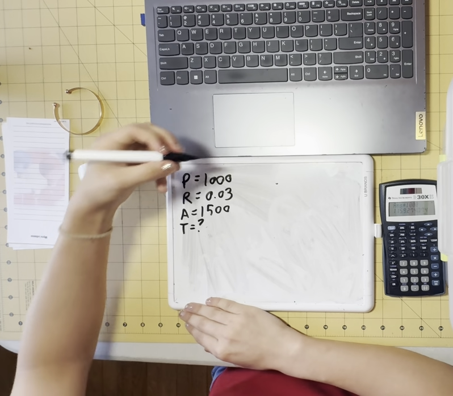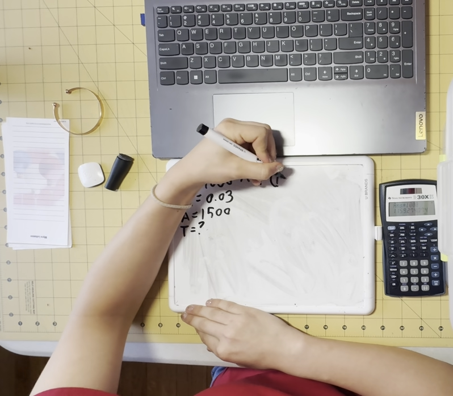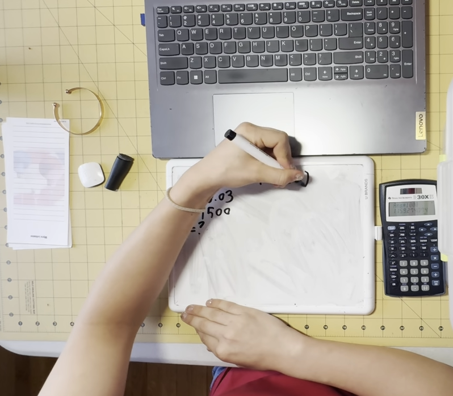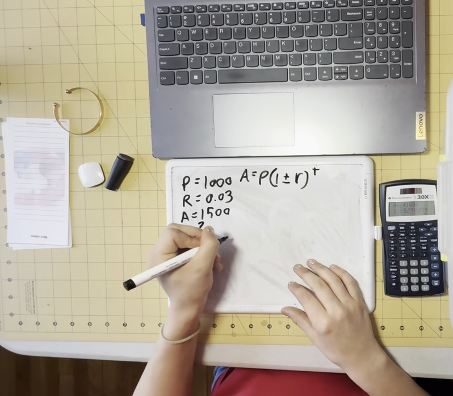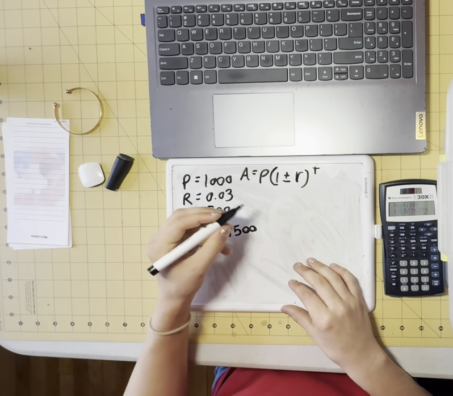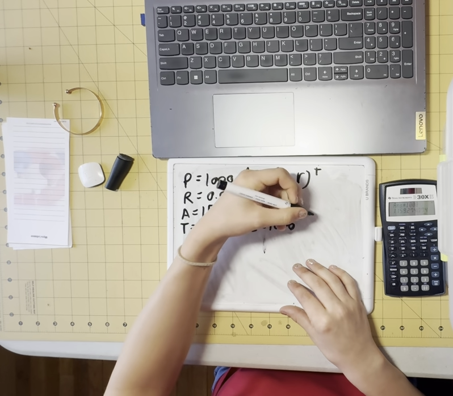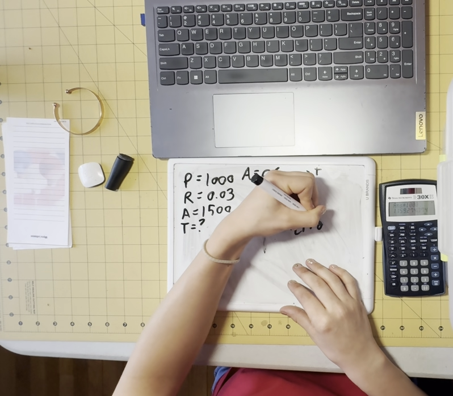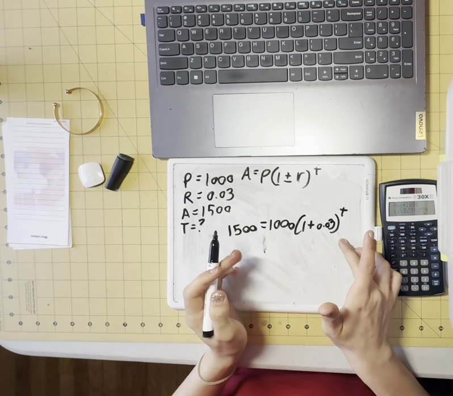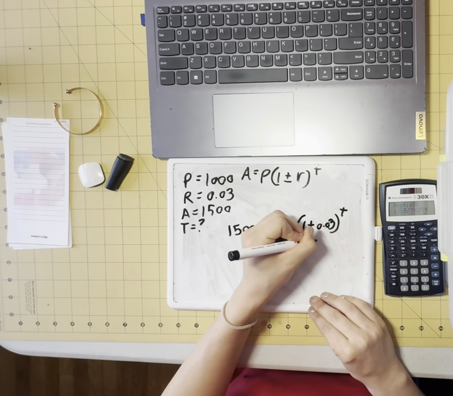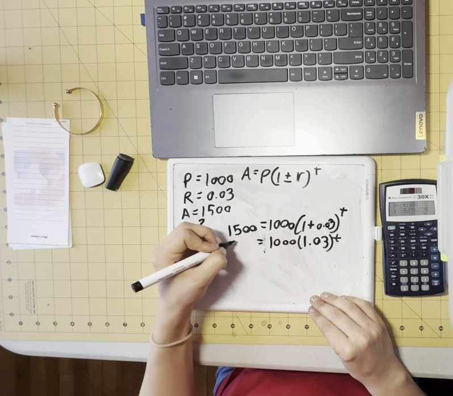So again, the formula is going to be A is equal to P times 1 plus or minus our rate to the power of T. We don't know what our T is, but let's fill in the details that we already have. So we know that 1,500 is equal to 1,000 times 1 plus 0.03 to the power of T. Now, we don't know what T is just yet. I'm going to simplify a little bit. So we know that this is going to be 1.03 to the power of T times 1,000 is equal to 1,500.